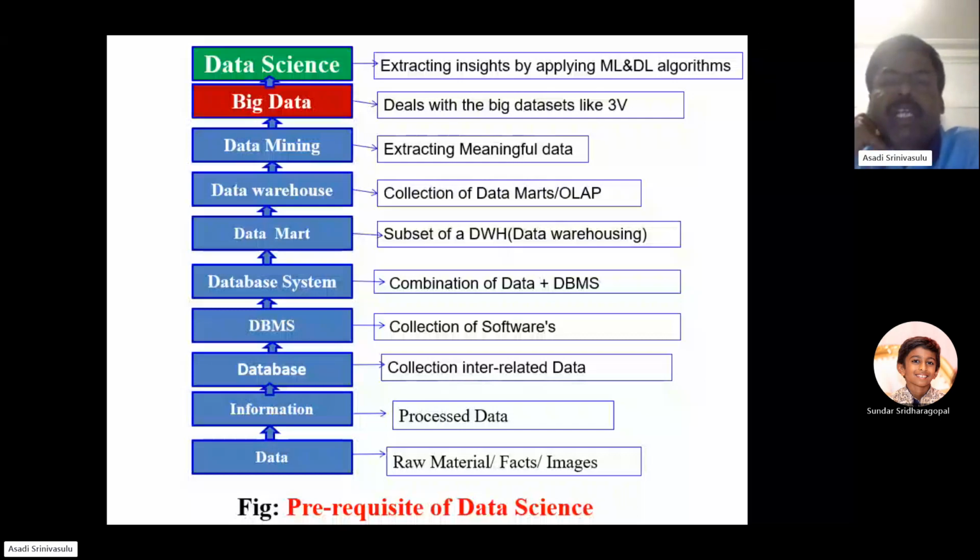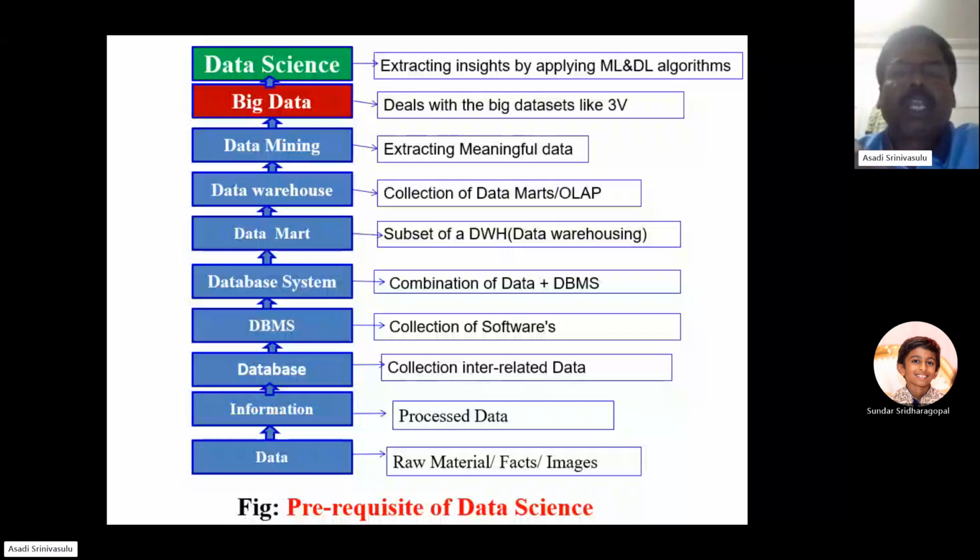Collection of data marts is called data warehousing. That is also called OLAP, online analytical processing. That means legacy data, old data, we are storing a huge volume of 10 years of data. That is called data warehousing.